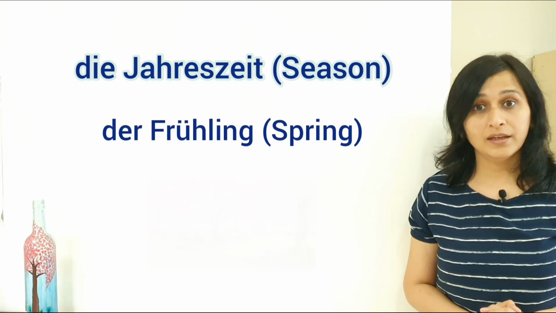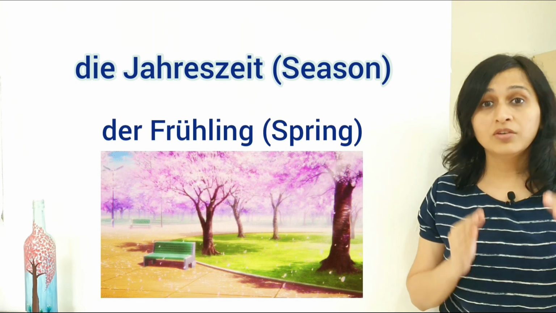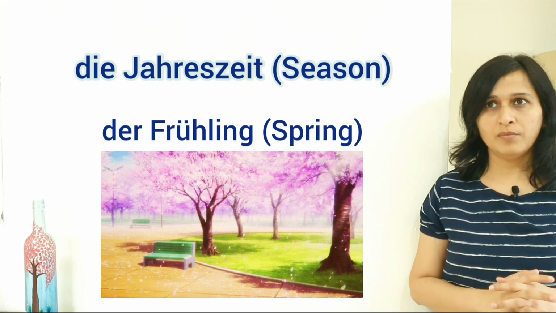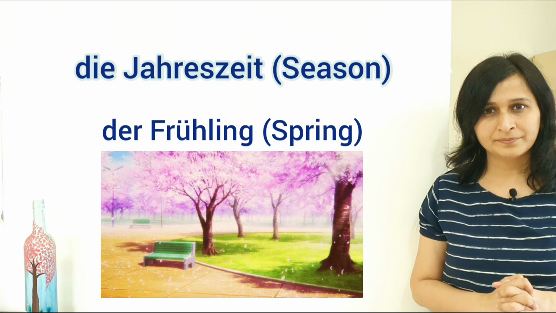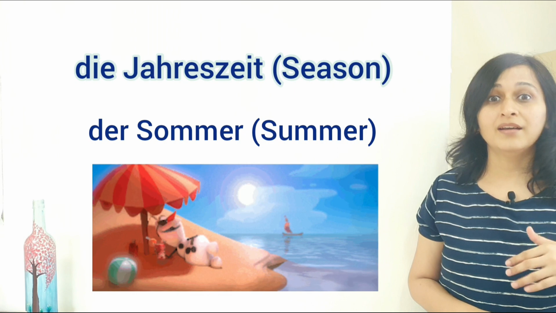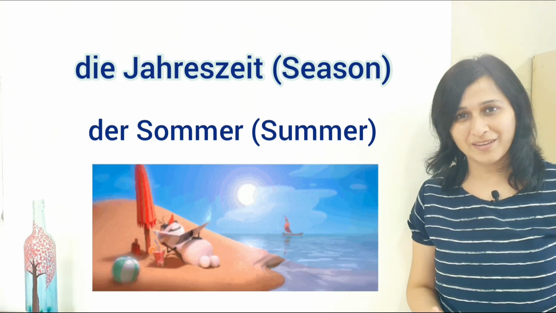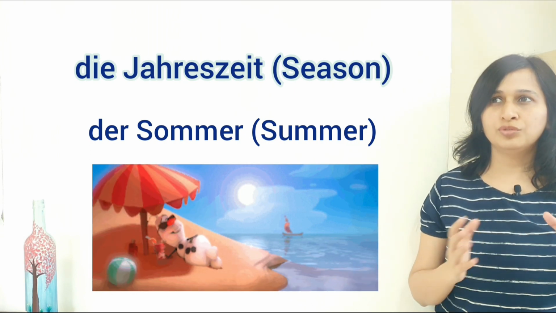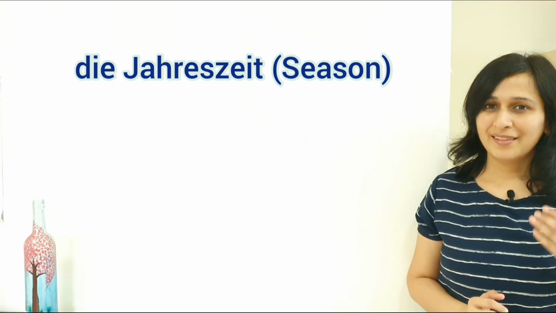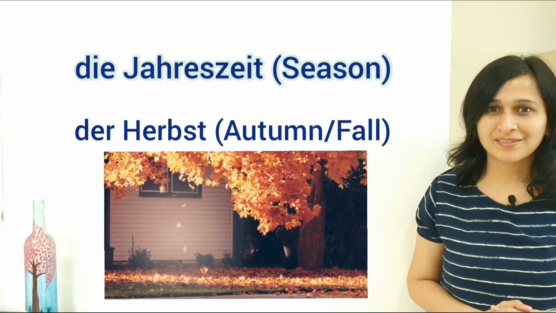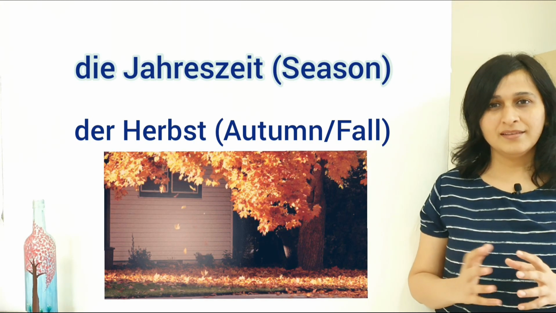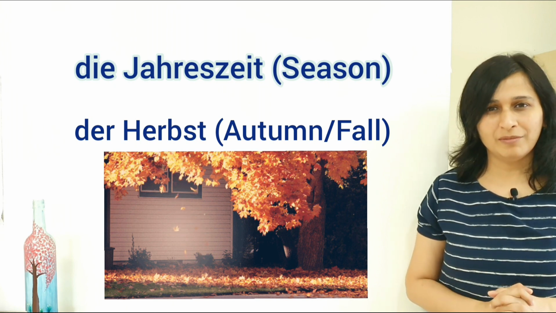First one is der Frühling. Der Frühling means the spring. And this season lasts from March to May. Then comes der Sommer. Der Sommer means the summer and summer lasts from June to August. Then comes der Herbst. Der Herbst means autumn or fall and this season lasts from September to November.